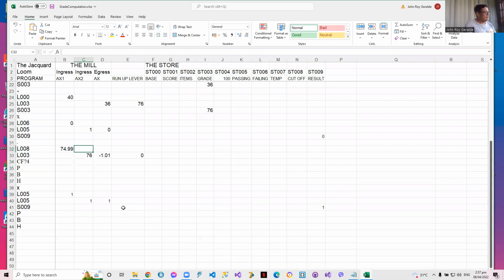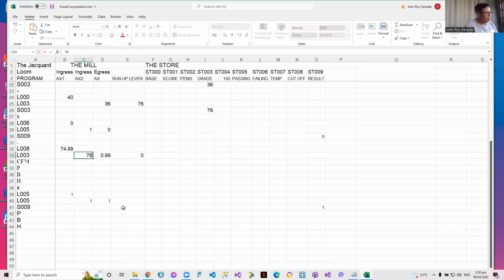So in this case, for example, since it's passing, it will skip up to this point, and will correct the judgment from 0 to 1. Do you follow? Now, considering, for example, the last grade that was taken is 74, this will be a 0.09, and the run-up lever will be 0. Do you follow?